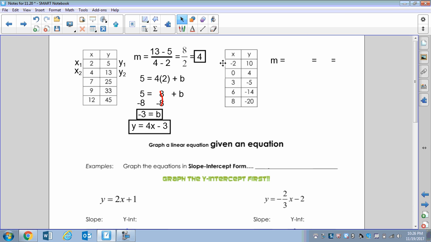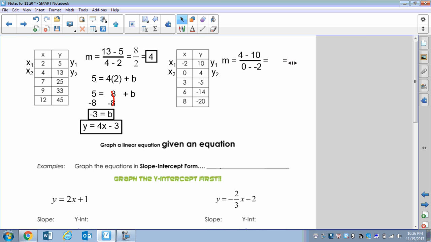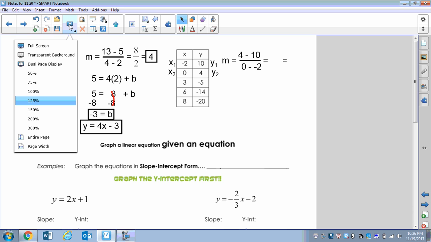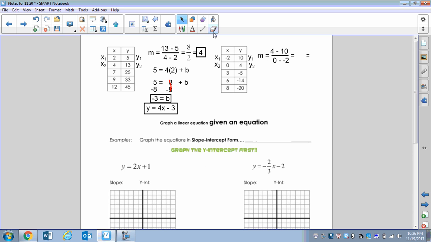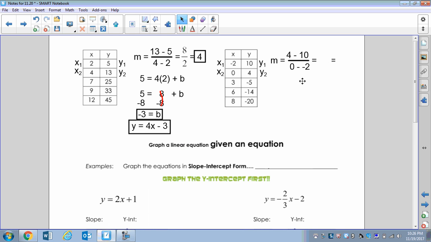Looking at this second example, I have my x1 and my y1, my x2 and my y2. Now, if you chose different points than me, that is okay. Just make sure that your slope ends up the same. So I come right here and I do 4 minus 10, divided by 0 minus 2.